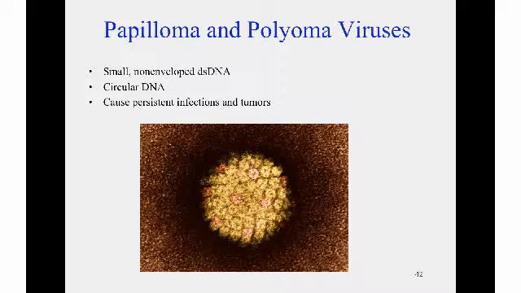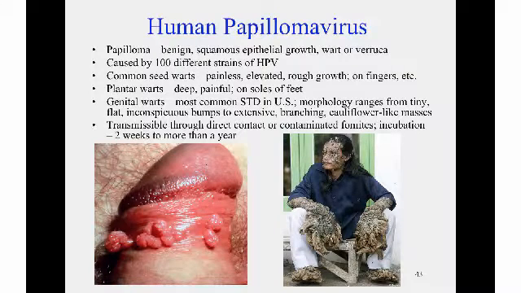And then on to the papilloma and polyoma. So both of these cause persistent infections and tumors. So these are considered oncogenic. And so for HPV, a papilloma is a benign squamous epithelial growth, wart, or verruca. There's over 100 different strains of HPV, and they all cause different types of manifestation. So not all of these 100 will cause genital warts.